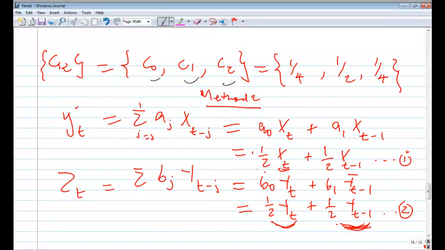We just substitute it here for a0 and here for a1. Okay, we get equation number 1. The same applies to time series zt. We are dealing with b's now. The second filter for b. So it's b0 yt plus b1 yt minus 1.